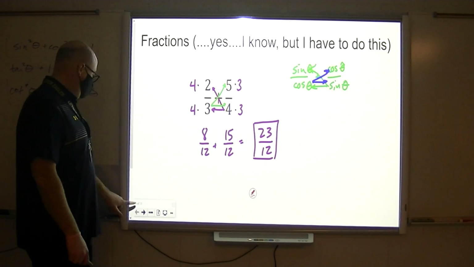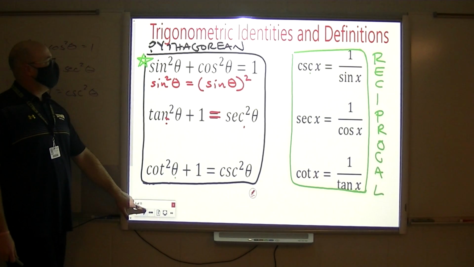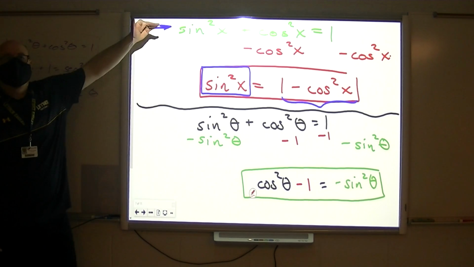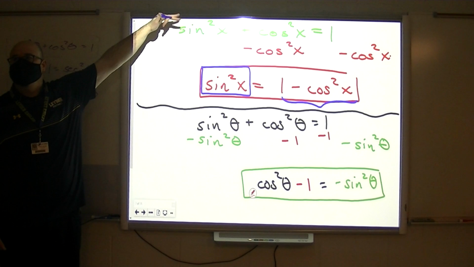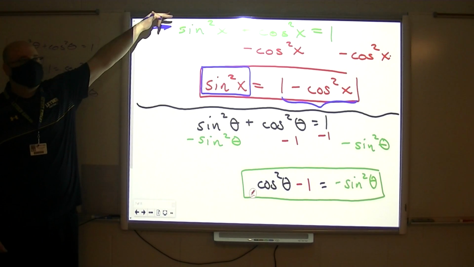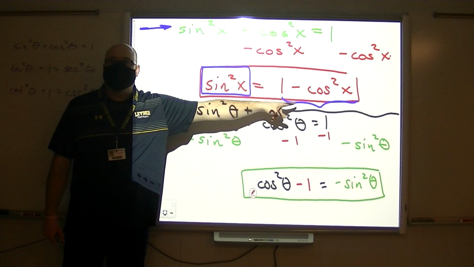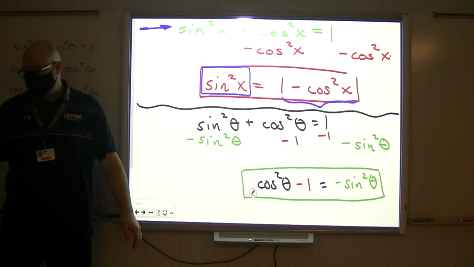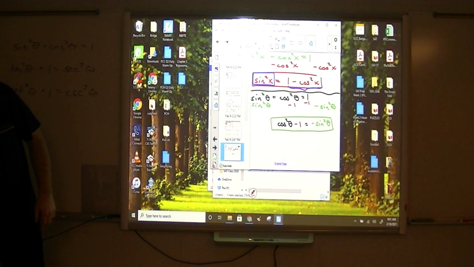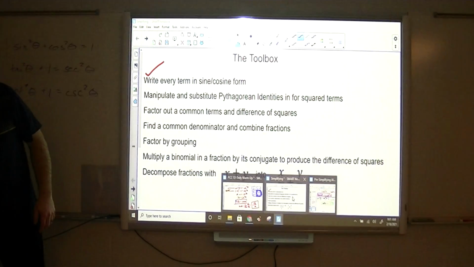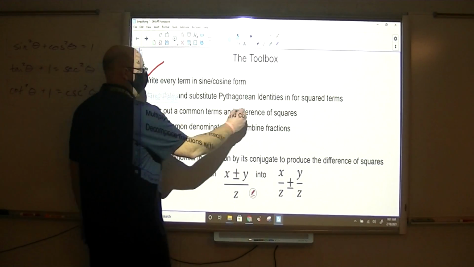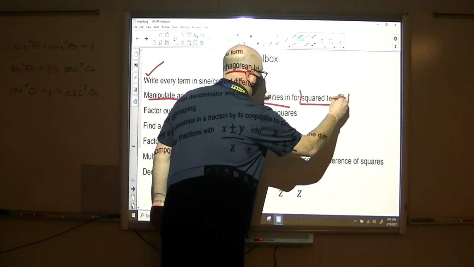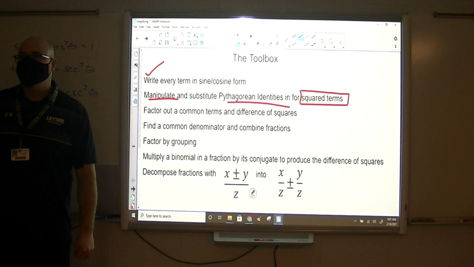Manipulating and substituting. That's when we were doing this. So we went through some notes that looked like this where I talked about taking the squared form of this Pythagorean identity and moving some pieces around to get a different statement. This is the manipulation of a Pythagorean identity, okay? In order to do this with this, there have to be squared terms in the problem.